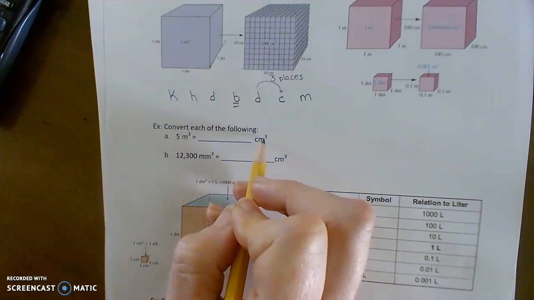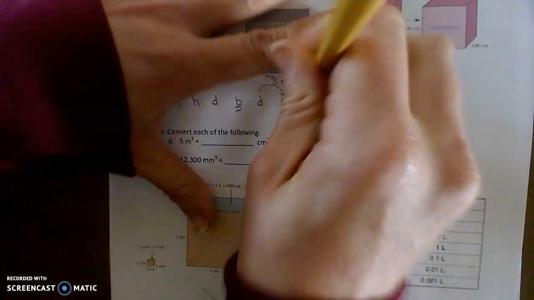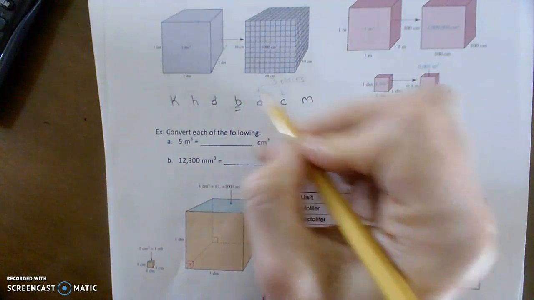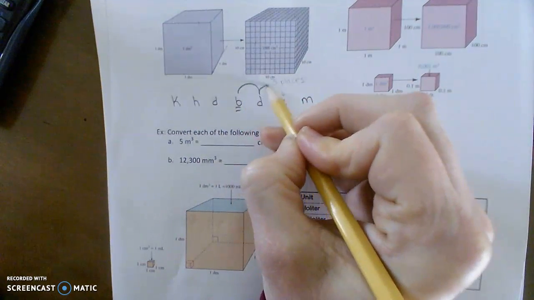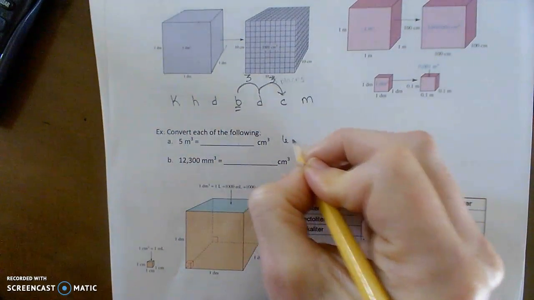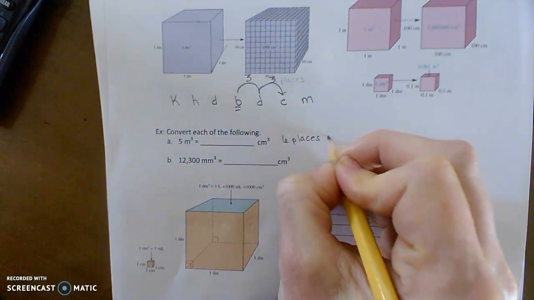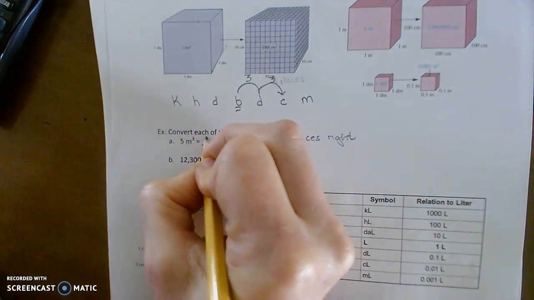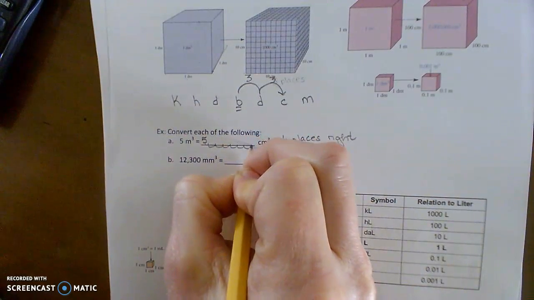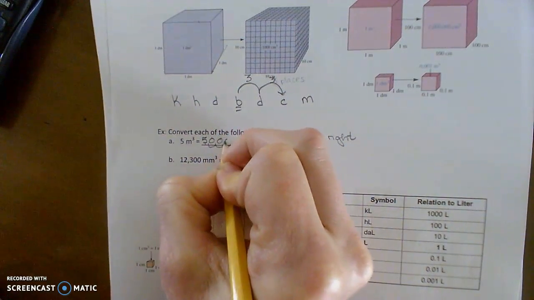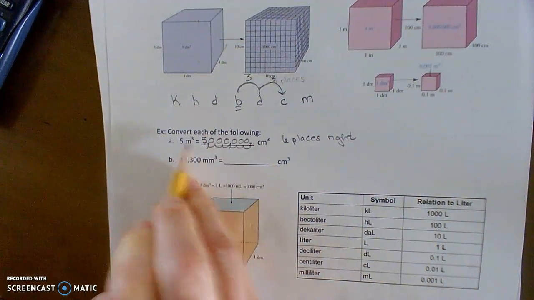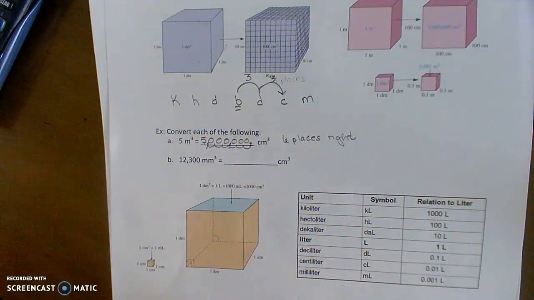cubic centimeters. So with cubic meters, we'll start here with our base, and I want to convert that to cubic centimeters. So that's 2 hops, which is 3 places plus another 3 places, or 6 places right. So here's my 5, and I'll move that decimal point 1, 2, 3, 4, 5, 6, introducing 6 zeros after the 5. So 5 cubic meters is 5 million cubic centimeters.